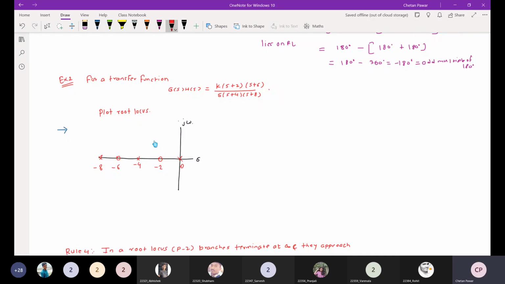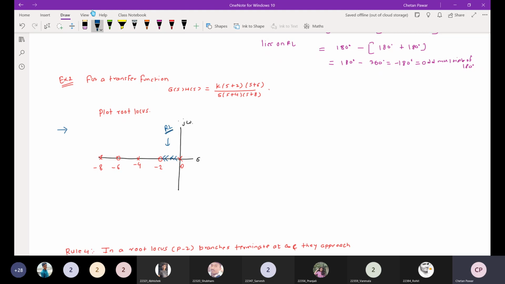Between 0 and -2, is there any root locus branch? Yes, there exists a root locus branch, because if we consider a point here, the right hand side of that point will have only one pole, that is an odd number of poles. So it will start from this pole and end at this zero. So this is a root locus branch.